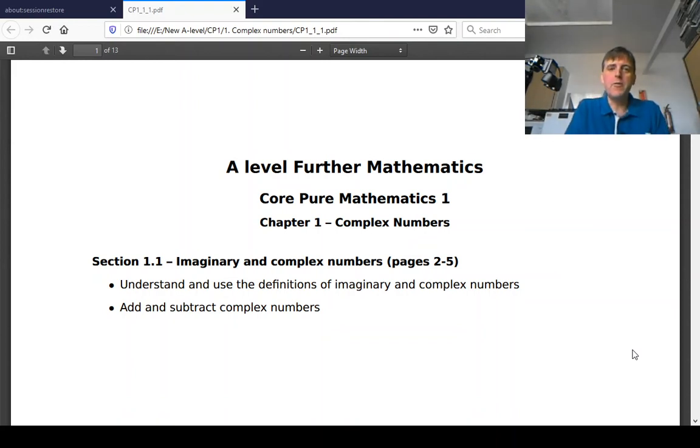This is an A-level further maths video on core pure mathematics, book 1. We're going to look at chapter 1, which is on complex numbers, and section 1.1, where we're going to introduce ourselves to imaginary numbers, to complex numbers, and we're going to do some very simple arithmetic, adding and subtracting them.